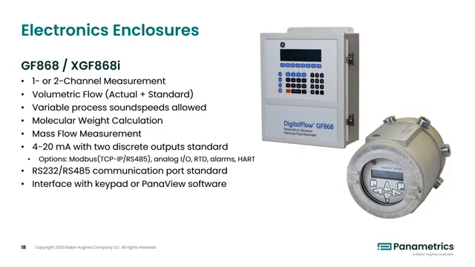The XGF868i has a smaller footprint with higher area classification ratings as an explosion-proof or flame-proof enclosure. There's a magnetic interface on the front so you can communicate and have local field display of parameters. Because of the reduced footprint, the amount of option card slots are more limited.